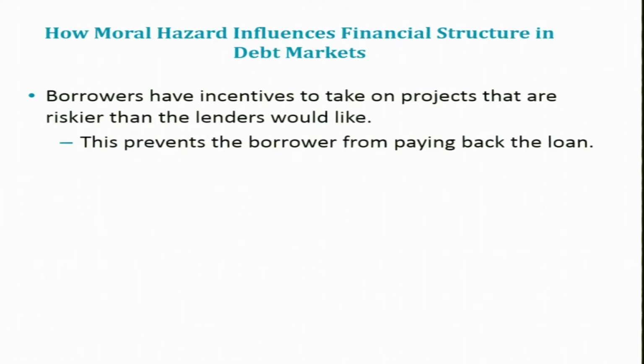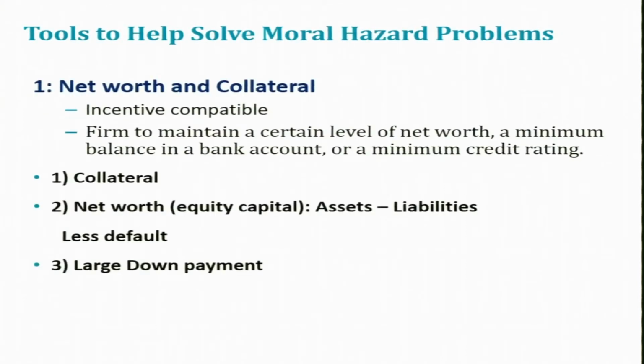So, we have seen that borrowers have an incentive to take on projects that are riskier than lenders would like, because of the moral hazard issues, right. So, let us go one by one through the tools that help solve the moral hazard problem in debt contracts, to begin with. One of the solutions is to increase net worth and collateral.